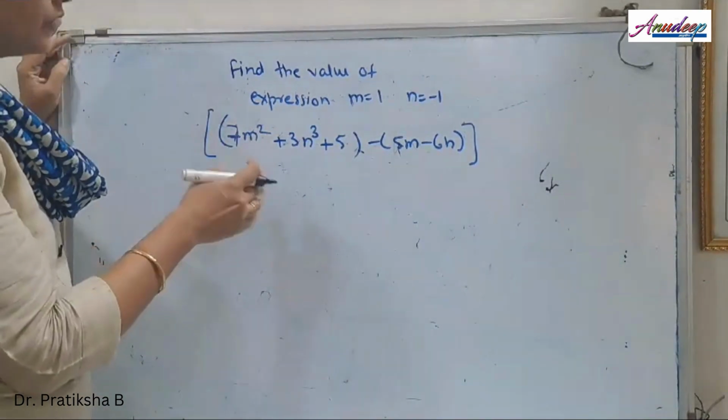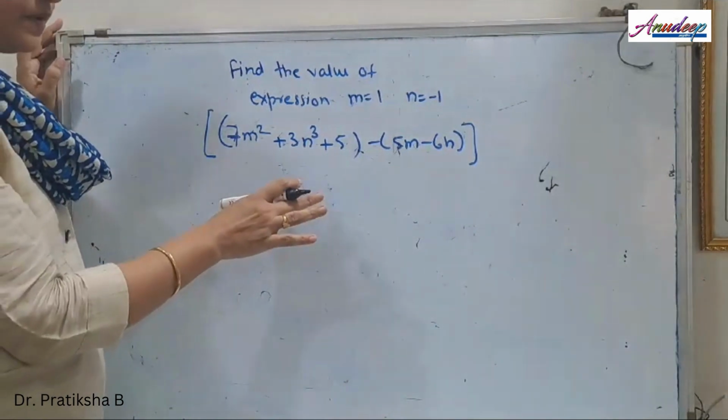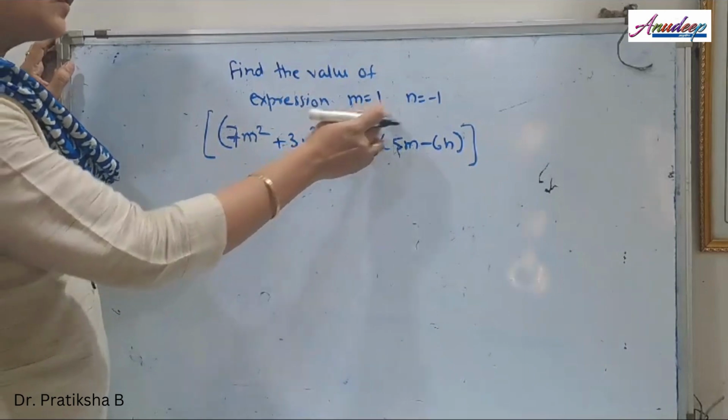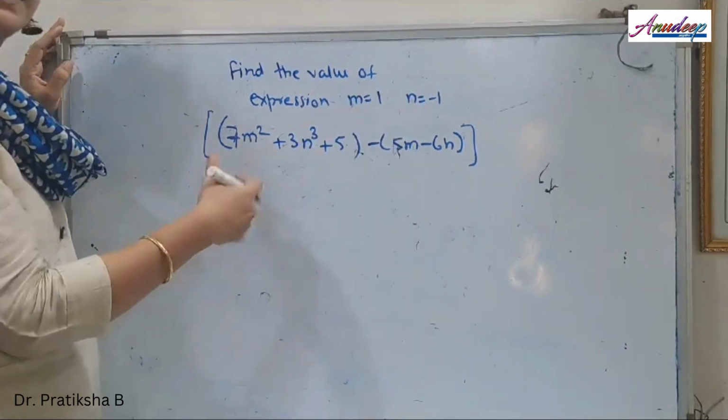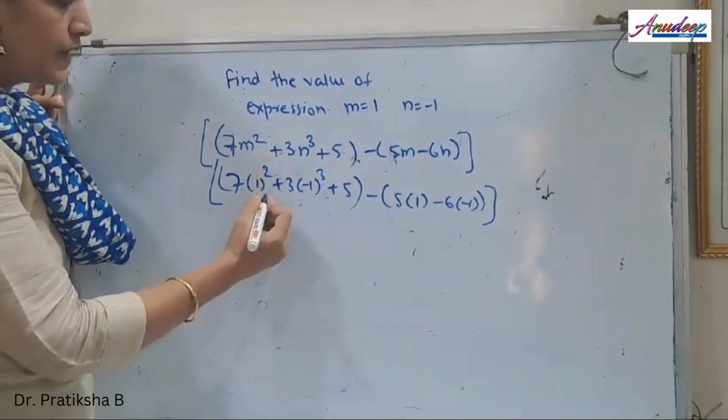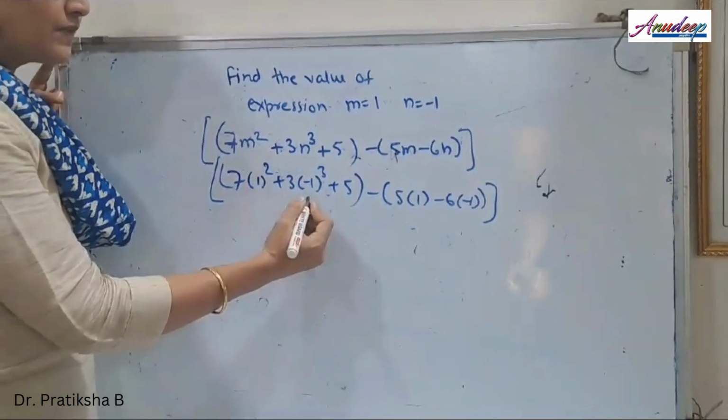Here by inspection we see that there are no like terms. So what I will suggest to simplify this problem faster is that you substitute the values of m and n in the expression first and then proceed with the calculation. So we have replaced the values of m and n by 1 and minus 1 respectively.